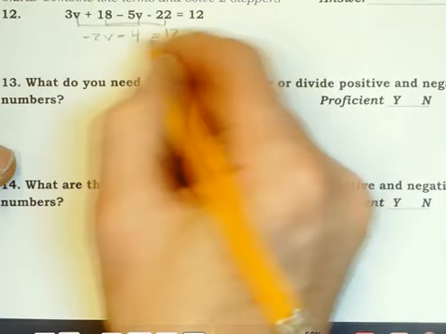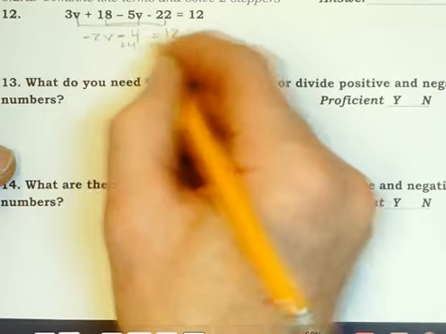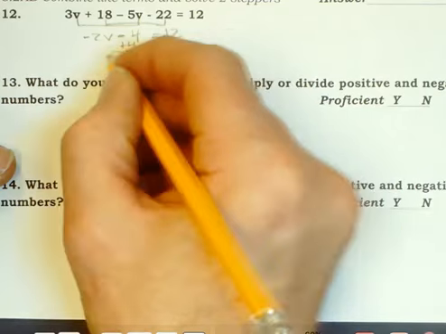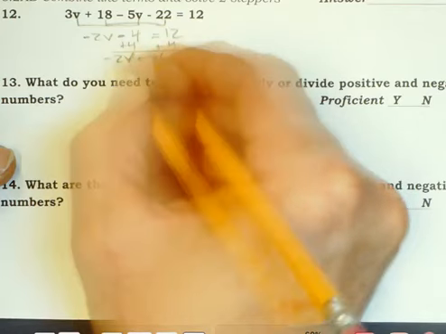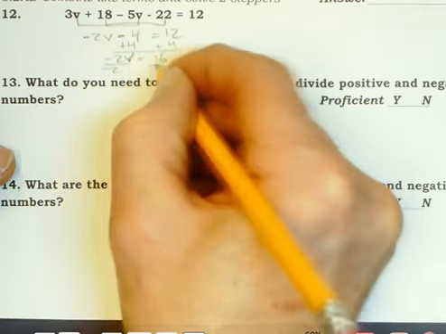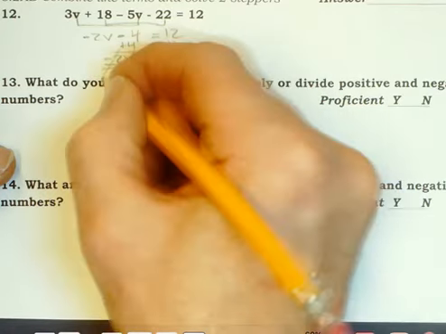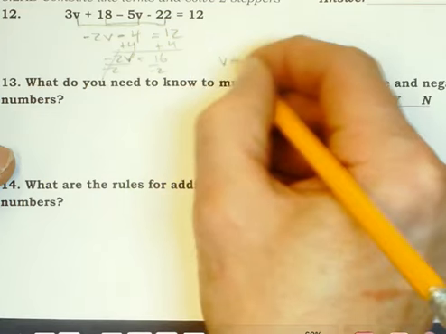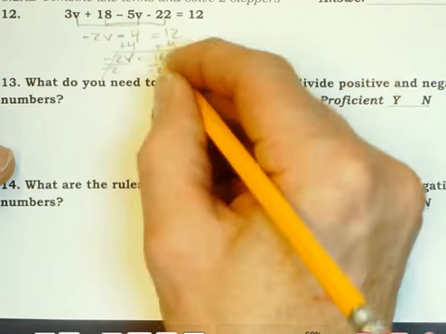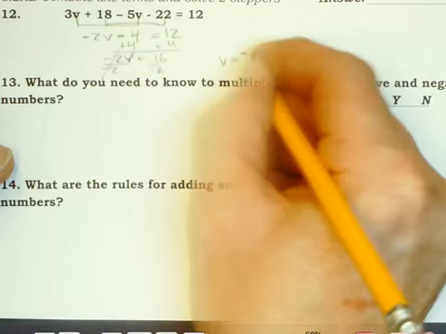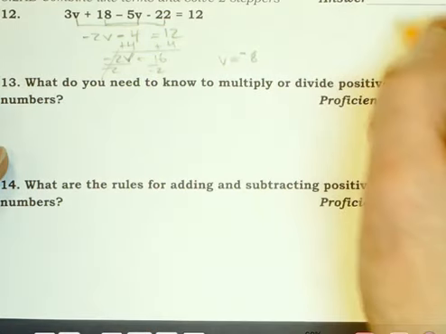Well, isolate the variable. I'm going to add 4 to both sides. So now I've got that minus 2v is equaling 16. I'm going to divide by negative 2, divide by negative 2. Now these negatives cross off, leaving me with v isolated, and 16 divided by 2 is 8. And of course that's 16 divided by a negative 2. That's a negative 8 on that one there.